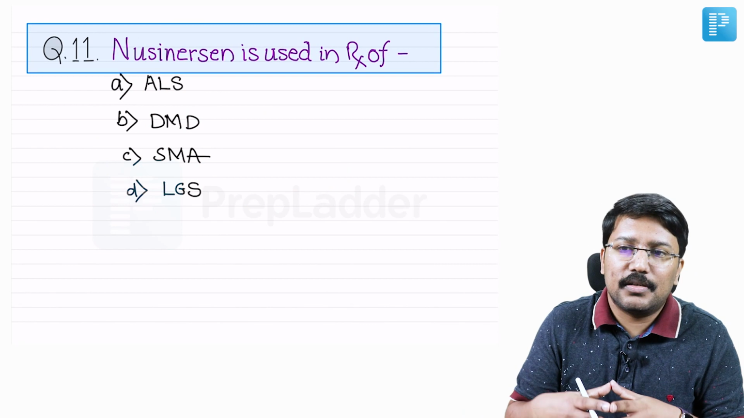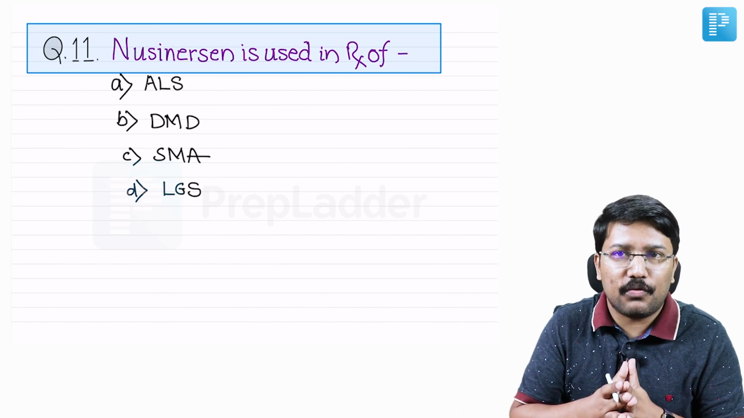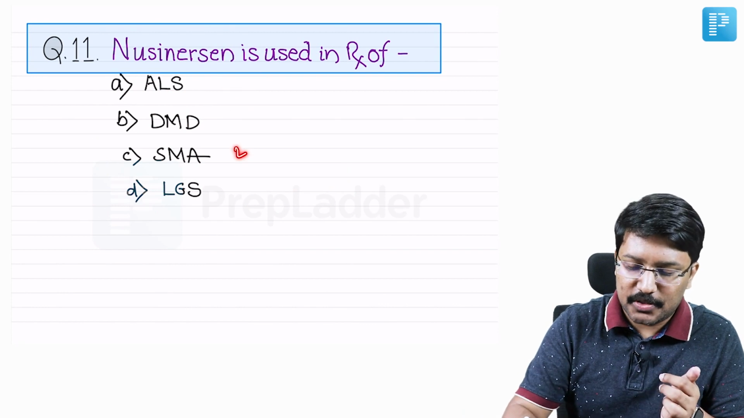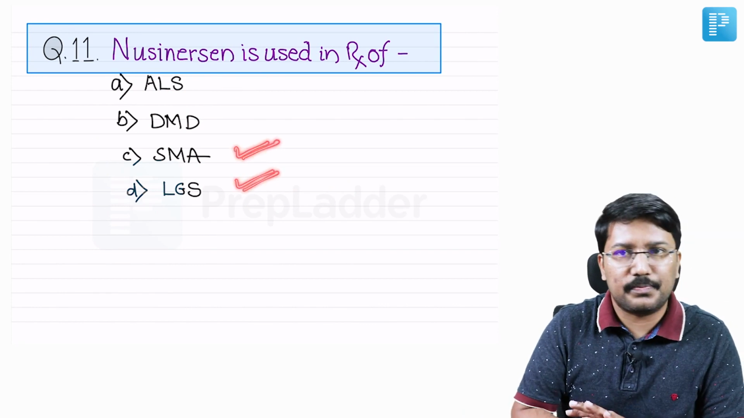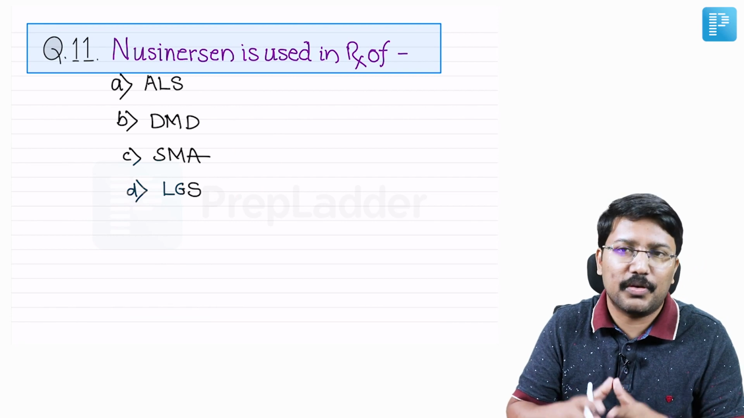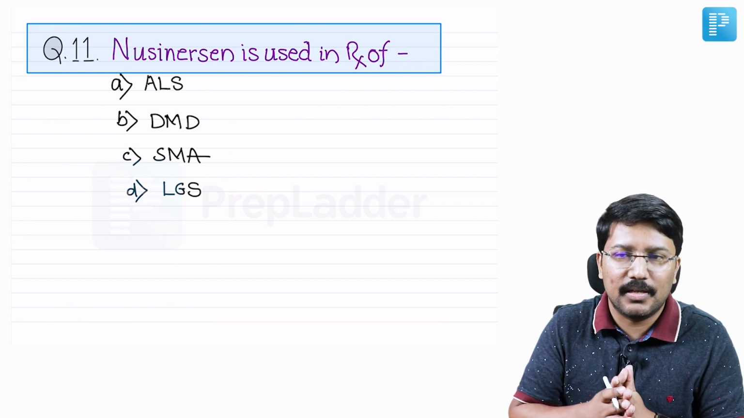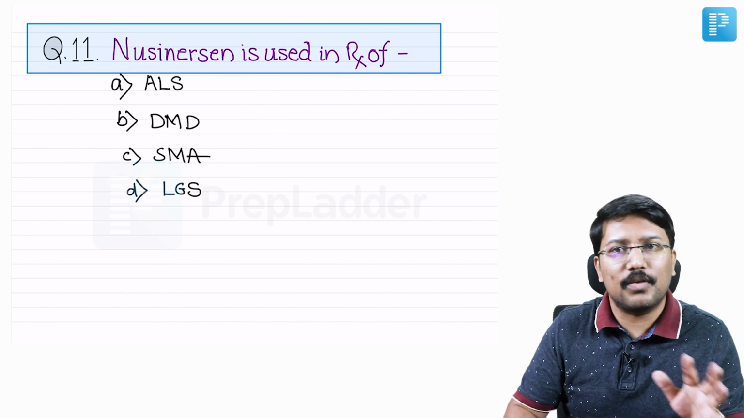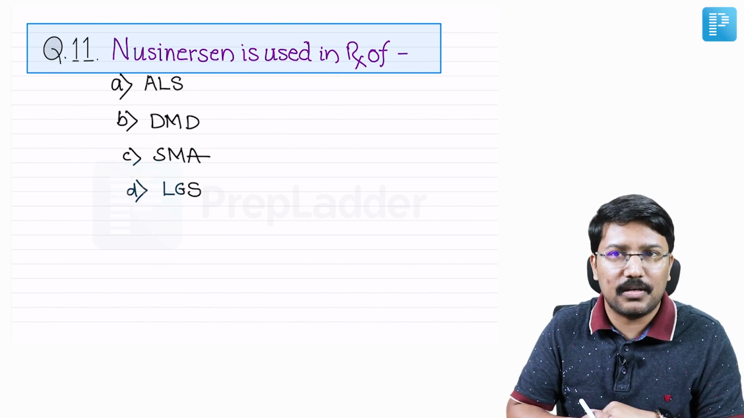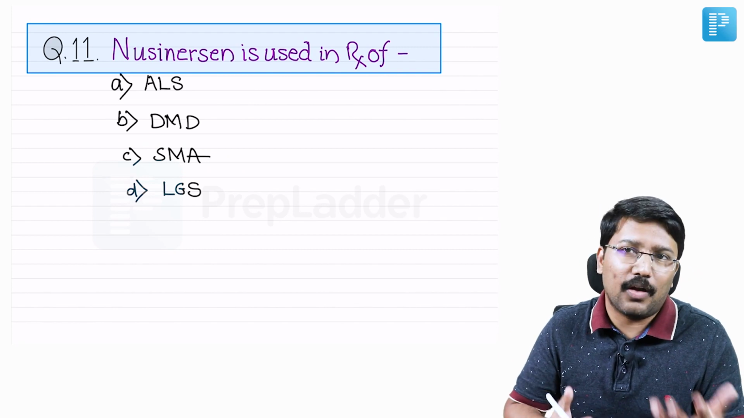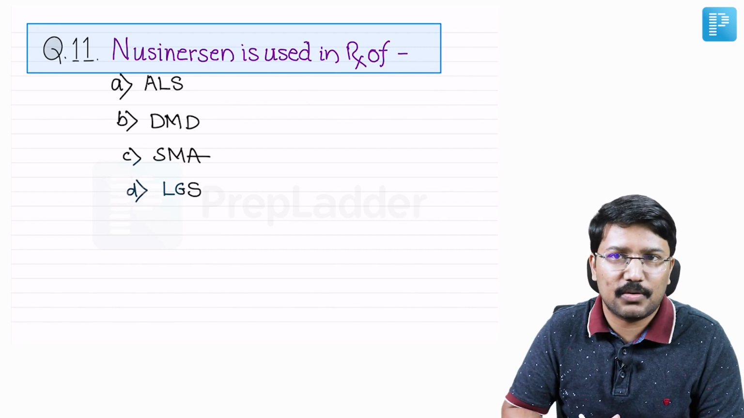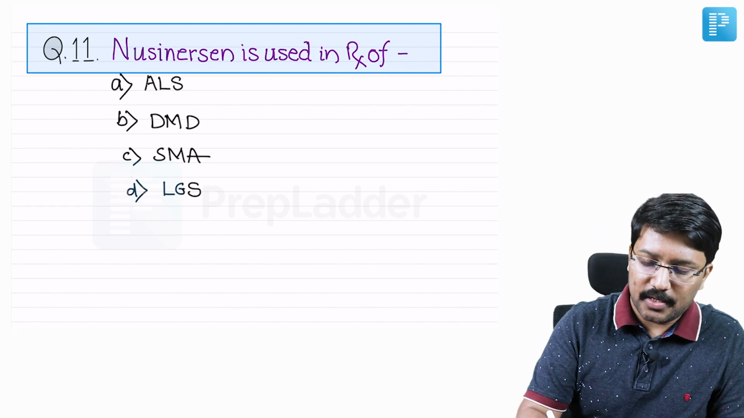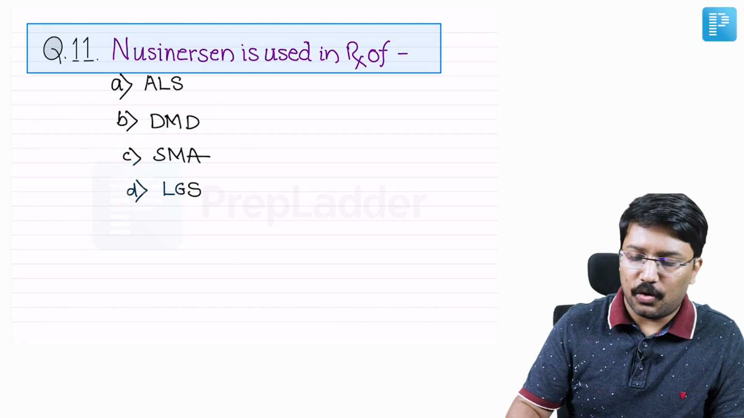Okay. Question number 11. Nusinersen is used in treatment of amyotrophic lateral sclerosis, Duchenne muscular dystrophy, spinal muscular atrophy, or Lennox-Gastaut syndrome. This question's answer should be pretty straightforward because this is again a very much anticipated topic. In fact, spinal muscular atrophy during this pandemic was in the big news, right? So that 16 crore drug, that was about this, right? So we all anticipated that questions would be asked about spinal muscular atrophy, and they have asked a question. Okay, so the right answer for this is spinal muscular atrophy.